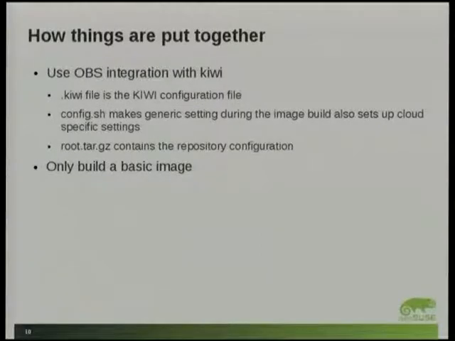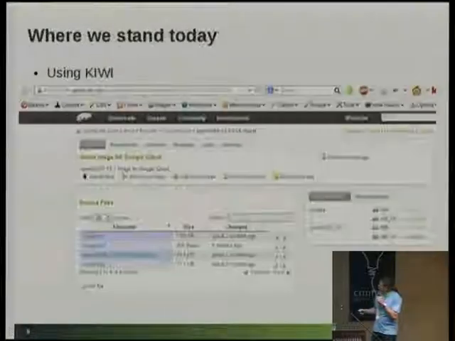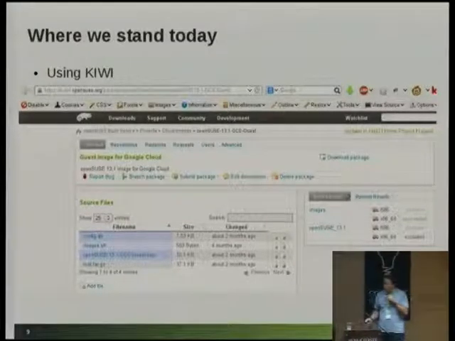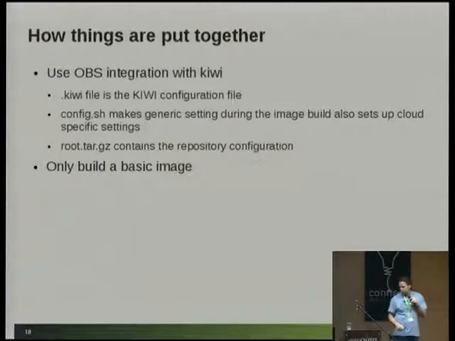So how is this stuff put together? You just saw here the Kiwi configuration, okay? And Kiwi is fully integrated into OBS, which is the build service, of course. The Kiwi file contains the packages that we need and the repositories where to pull from. Config.sh makes generic settings. For example, in Google, it sets up an NTP client to point to the Google NTP server that runs within their cloud to make sure that the time is what they expect and is accurate, okay? And there are other settings that happen.